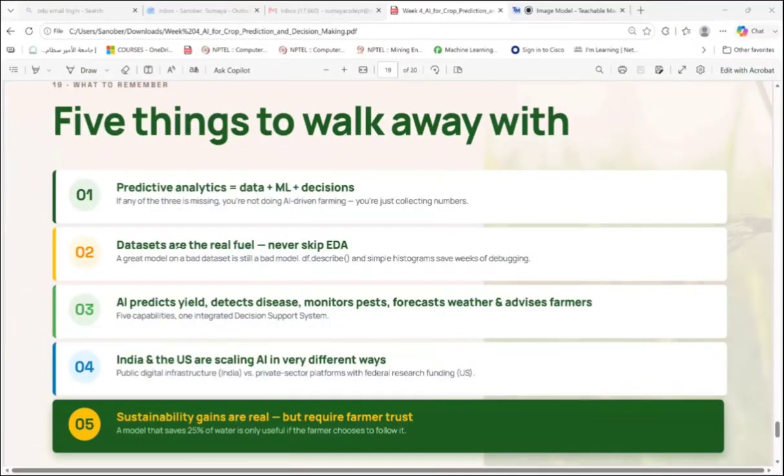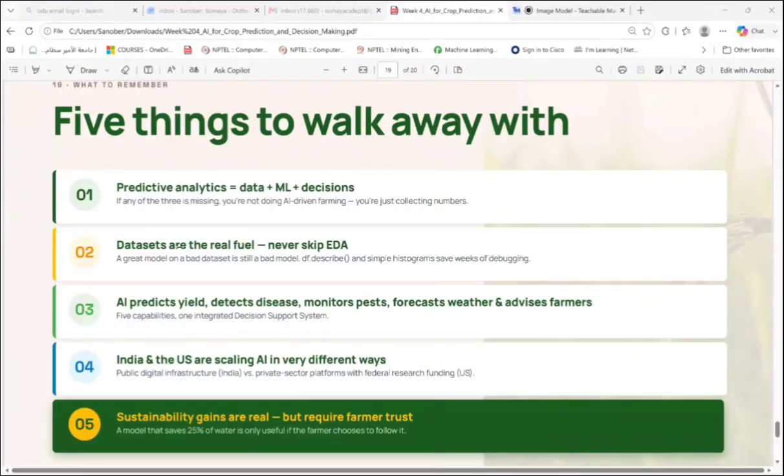What you need to remember from this particular lecture is that there are 5 things. First, predictive agriculture requires 3 things. What does it require? It requires data, it requires a model, it requires a decision, right? Based on your data and model, the decision would be taken. Then, collecting data without using it does not create a smart farm.